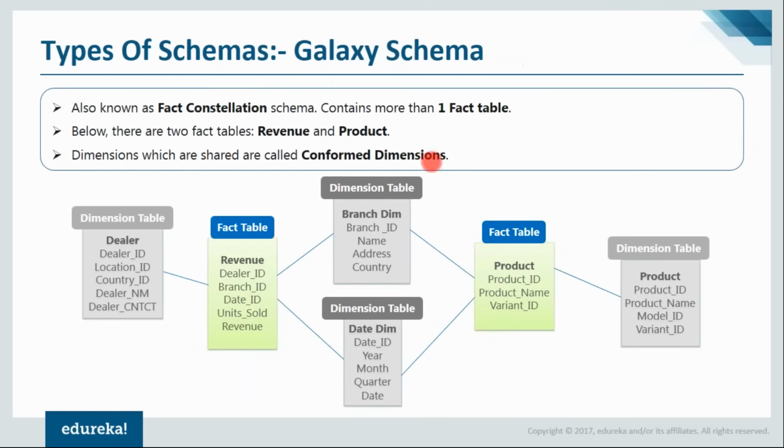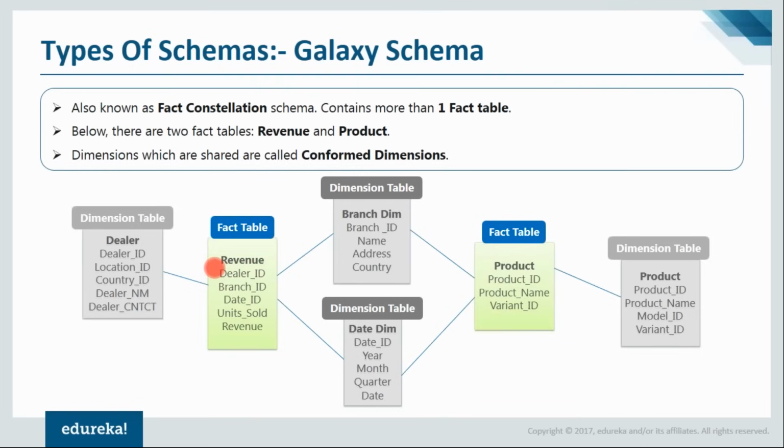But in the case of our Galaxy schema, you have 2 fact tables, and you have your dimension tables such that some dimension tables can have more than one fact table. Okay. So if you take the example of our branch dimension and your date dimension, these 2 tables have 2 fact tables. They both have the fact table of revenue and the fact table of product. However, the product dimension table here has only one fact table, that is product, and the dealer dimension table here has only one fact table, that is revenue.